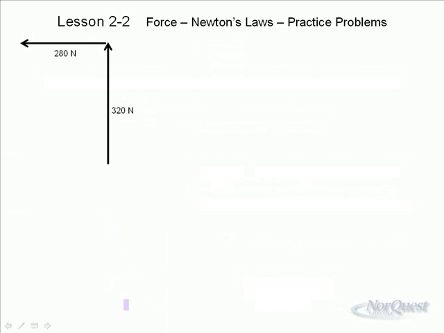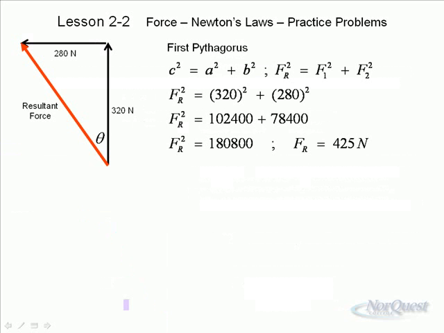So, putting these two together, we find that the resultant force is c squared equals a squared plus b squared, or you could say the resultant force squared is equal to the first force squared plus the second force squared. But remember, you can't just add 320 plus 280. This is a common mistake that students make. They just go 320 plus 280 equals 600. And it doesn't, because they're not being added linearly. They're being added at an angle, and therefore we have to consider the two-dimensional mathematics.